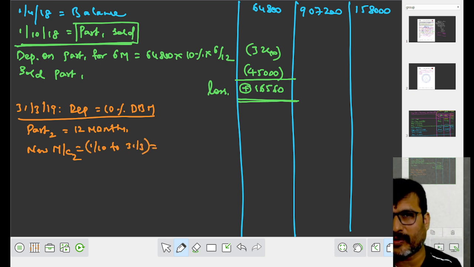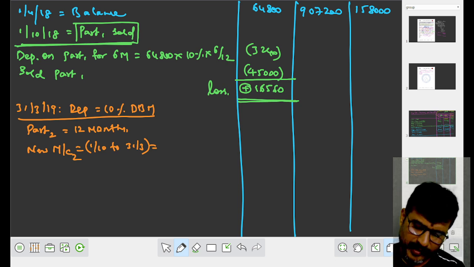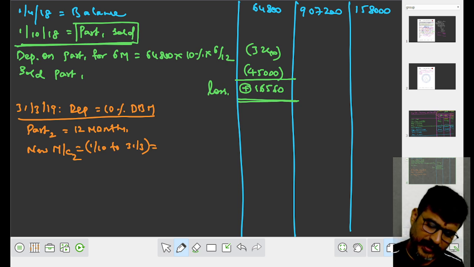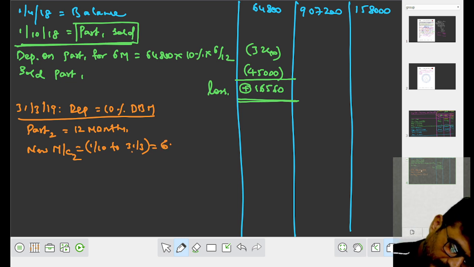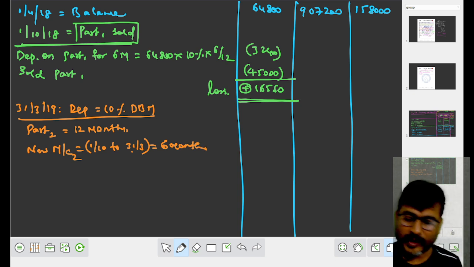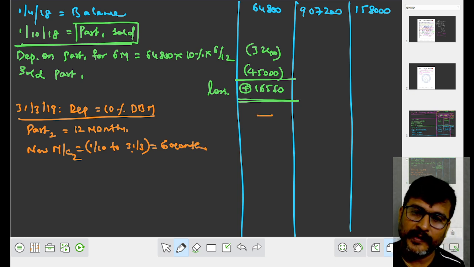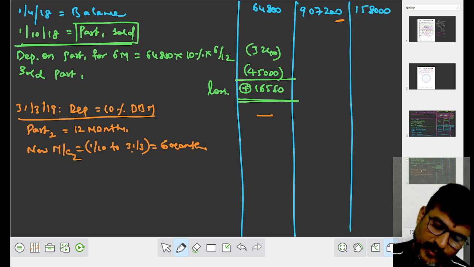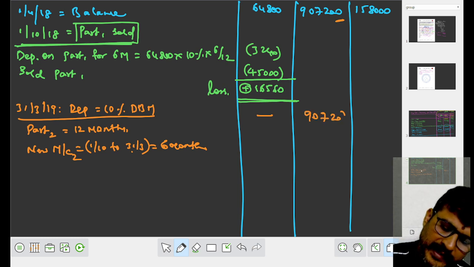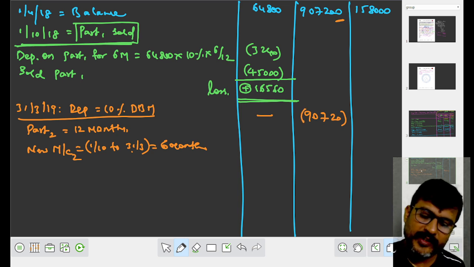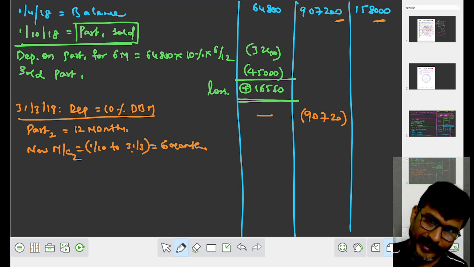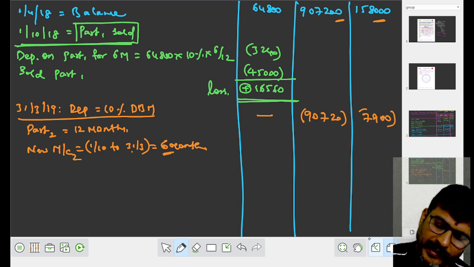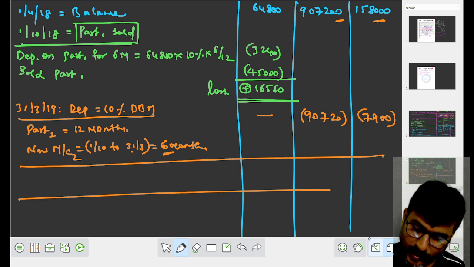Please use a finger and count. October, November, December, January, February, March. How many months, my dear children? It comes to 6 months. Now you work out the depreciation for part 2. 9,07,200 into 10% into 12 by 12 comes to rupees 90,720. For this one, 1,58,000 into 10% into 6 by 12 is 7,900. Now let us work out the balance.